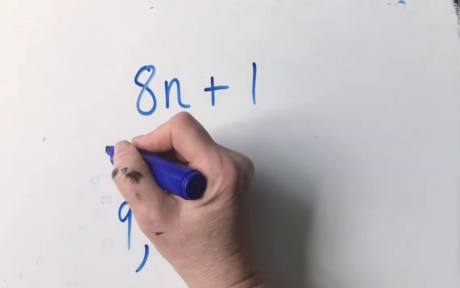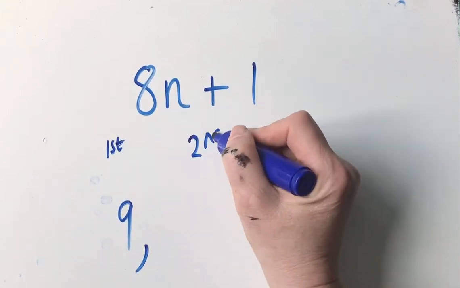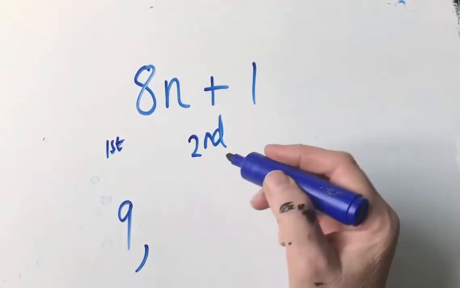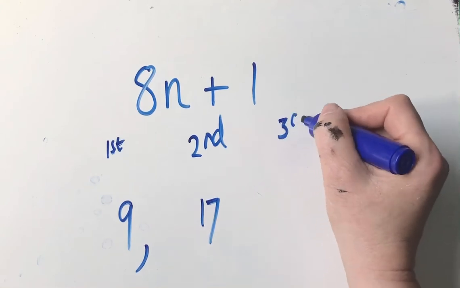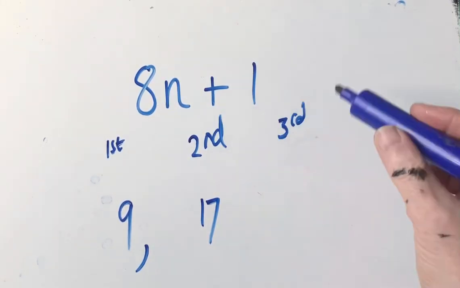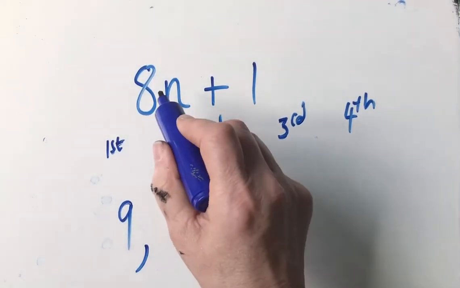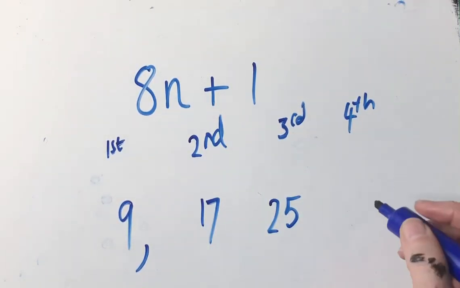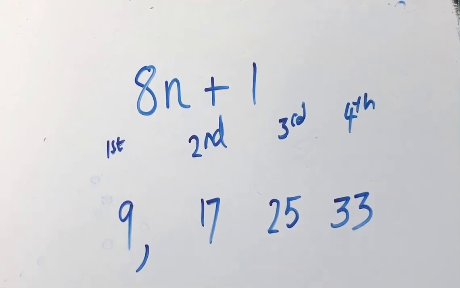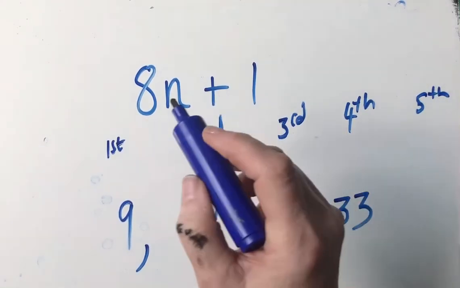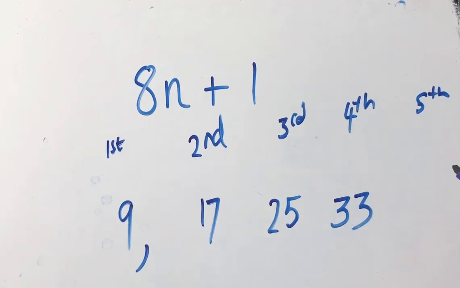The second term, 8 2s are 16, add 1 is 17. The third, 8 3s are 24, add 1 is 25. The fourth term, 8 times 4 is 32, plus 1 is 33. And the fifth term, 8 5s are 40, 40 plus 1 is 41. And again, I would continue this sequence by adding 8. So the next term would be 41 plus 8.